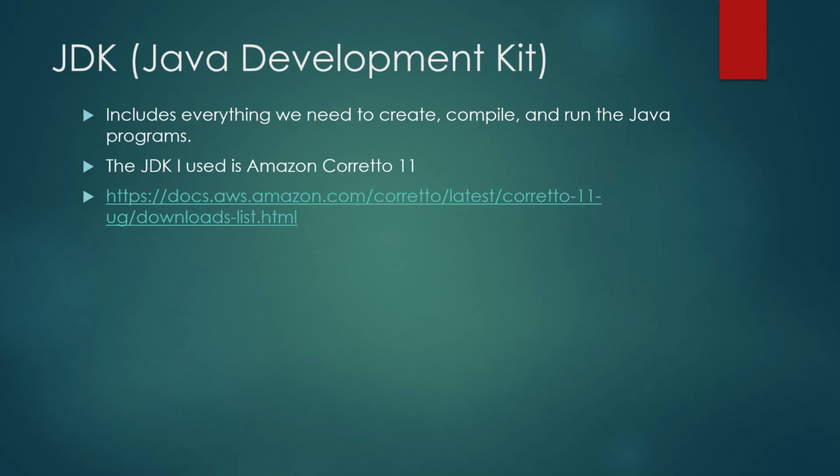Before we start writing code in Java, we need to install some necessary files. One is the JDK, Java Development Kit, which includes everything we need to create, compile, and run the program. The one I'm using is Amazon Corretto 11. I have attached the link in the description if you want to download it.